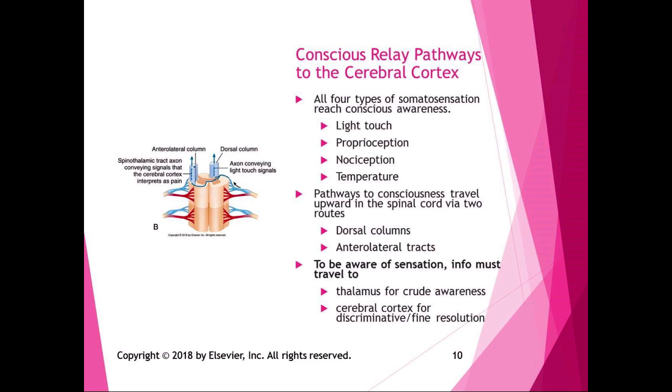But to be aware of sensation, the information must travel to the thalamus for crude awareness. It has to go to the cerebral cortex for discriminative and fine resolution. So in order to be aware of it at all, it has to go to the thalamus.